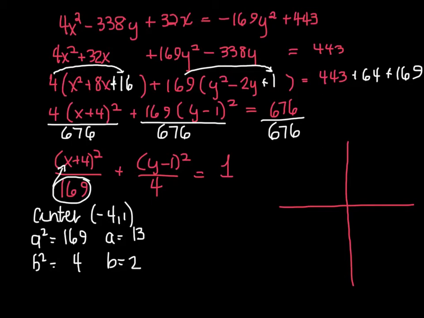So I'm going to plot the center for negative 4, 1. And I know that the a is under the x. So I'm going to go 13 in either direction. 1, 2, 3, 4, 5, 6, 7, 8, 9, 10, 11, 12, 13. I'm going to go 13 in the other direction. 1, 2, 3, 4, 5, 6, 7, 8, 9. Okay, I also know that the b squared is under the y. So I'm going to go 2 in the direction of the y-axis and 2 in the other direction of the y-axis. So this ends up being my guy.